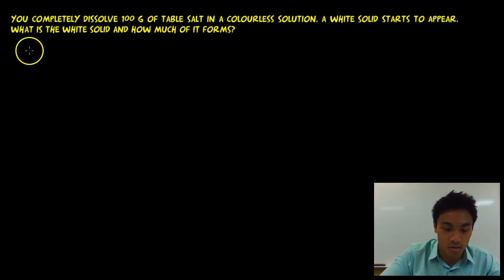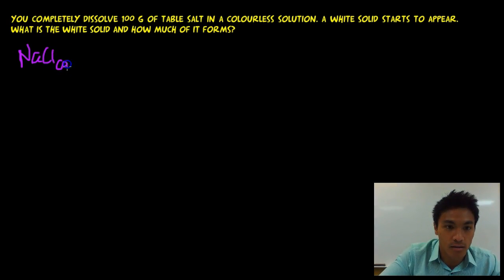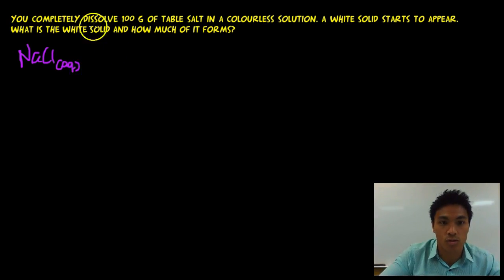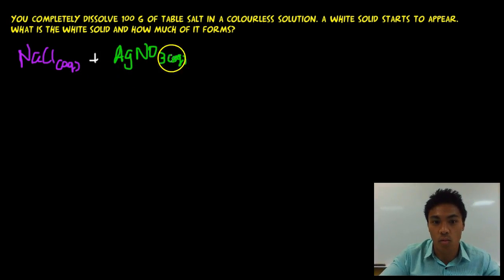Table salt, we know table salt is pretty easy. Table salt is just sodium chloride, and that's going to be dissolved, so it's in aqueous solution because we completely dissolve 100 grams of it, and we're going to add that to some colorless solution. That colorless solution, I don't know if you figured it out already, is silver nitrate. And once again, because it's dissolved in water, it's going to be aqueous. That's AQ. I apologize for the horrible handwriting.